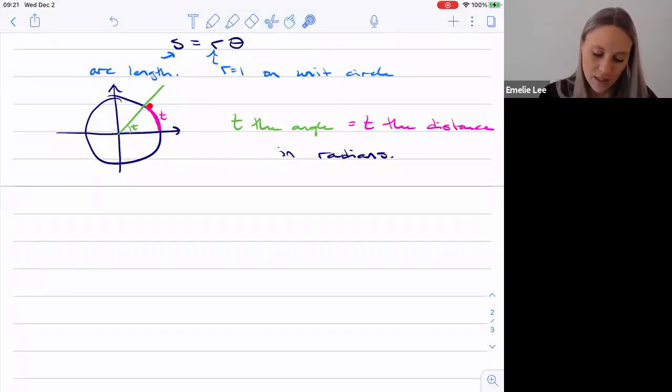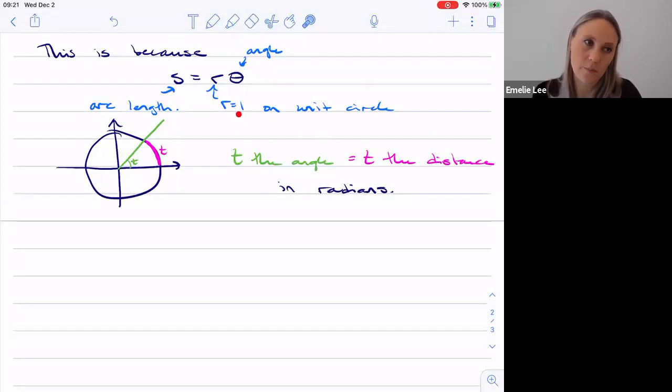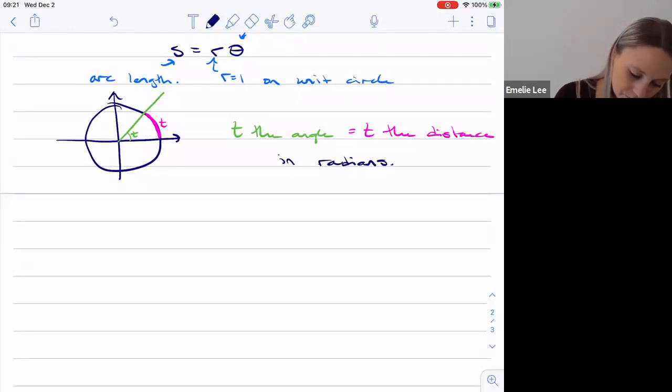So when we think about these, I think it's easier to think about you're kind of walking around the unit circle. But really what we're talking about is the angle and where we end up on the unit circle after going this angle amount. Okay? So even though it looks weird to have t equal to t, t, the angle, is equal to t, the distance, because the radius is 1.